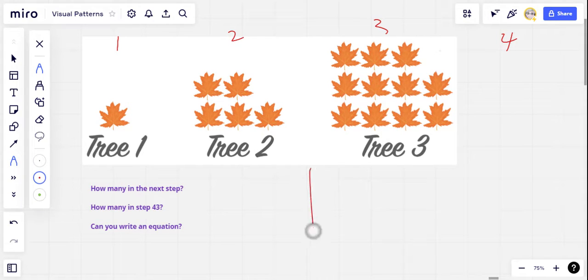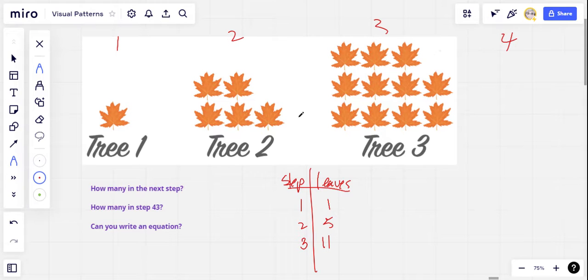I think I'm going to start with just analyzing the numbers to verify and see if we can get any clues about what kind of pattern this might be. So I'm going to put the step number here and the number of leaves here. So in step 1, we've just got 1. In step 2, we've got 5. In step 3, we've got 11. And I think at this point, I'm just going to try to visually predict step 4.